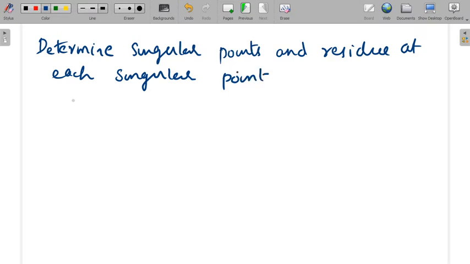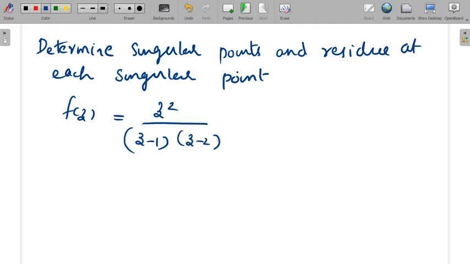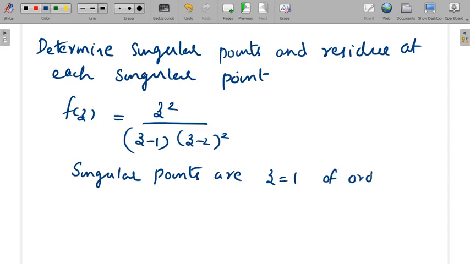So the first function is f of z is equal to z square divided by z minus 1 into z minus 2 the whole square. So obviously the singular points are z is equal to 1 of order 1. It's not a 0 of the numerator. And z is equal to 2 of order 2.